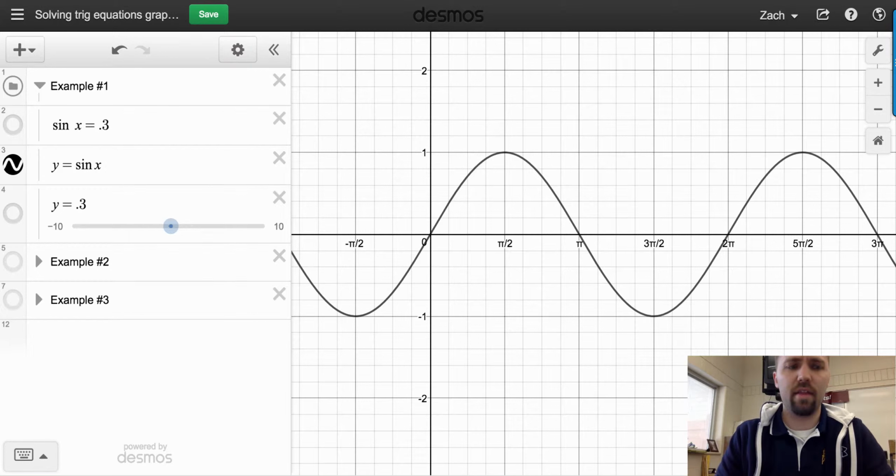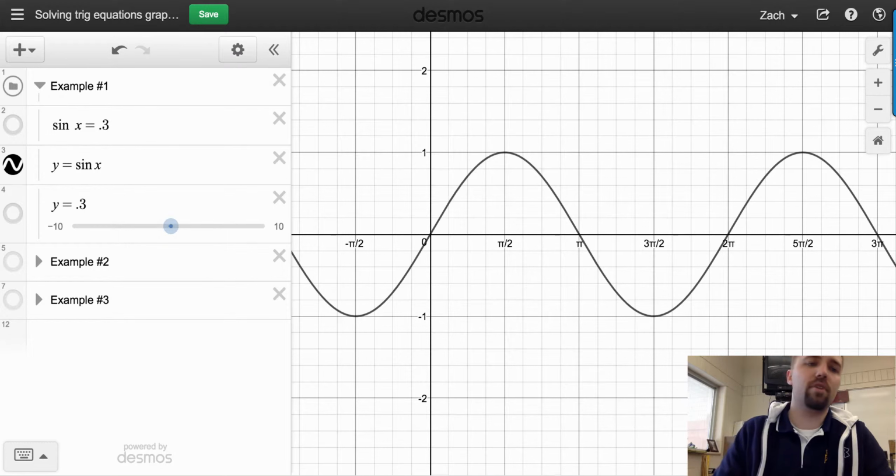So if we take that first example you have there, which is sine of x equals 0.3, and we want to solve that, there's two ways that we can do this. We can graph the left and graph the right, or we can move everything to one side and set it equal to 0. I'm going to show you just graphing the left and the right here because the next two examples will set it equal to 0.